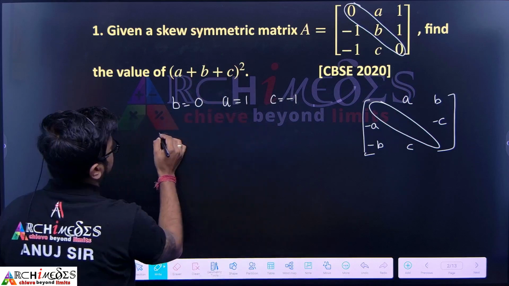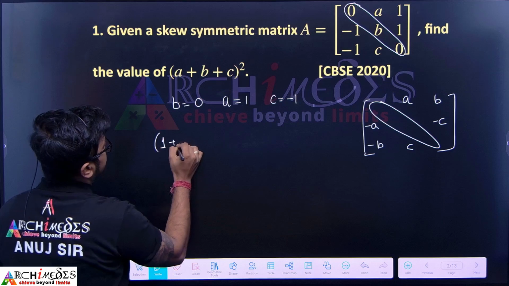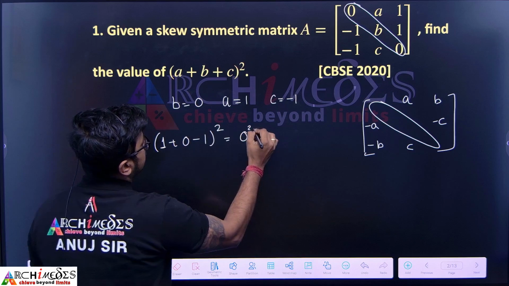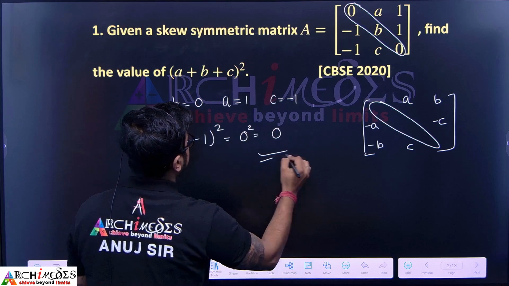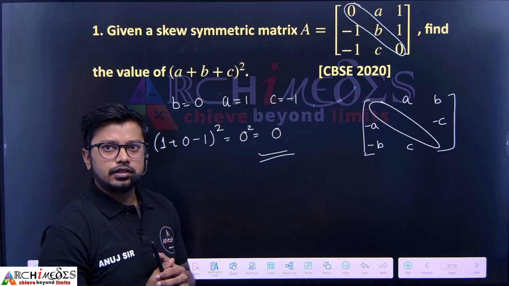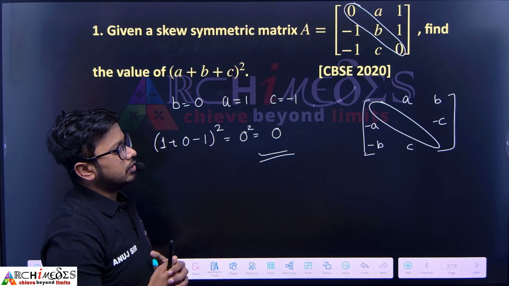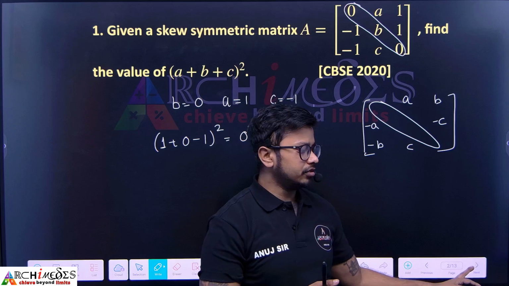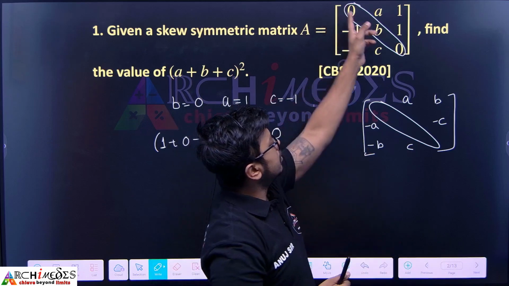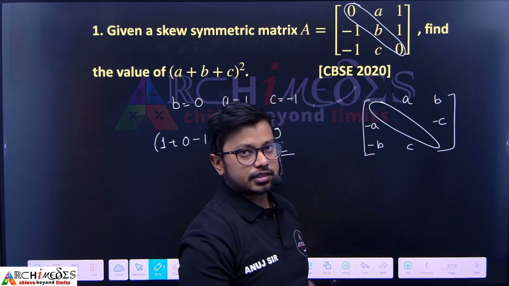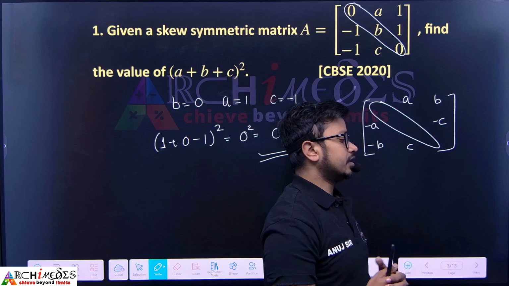Now you just put them over here. A is 1, B is 0, and C is minus 1. So altogether you are getting 0 square, that is 0. So 1 minus 1 is 0. You are getting 0 as the answer. This is how we do this question. This is a past year 2020 question. Can we proceed to the next question? The diagonal element works like a mirror. The opposite element is equal and opposite. That is the concept of the skew symmetric matrix.